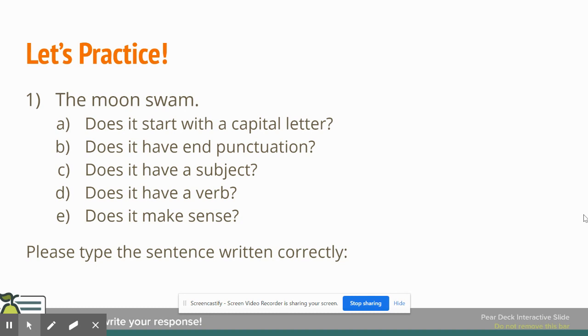Does it start with a capital letter? Does it have end punctuation? Does it have a subject? Does it have a verb? And does it make sense?